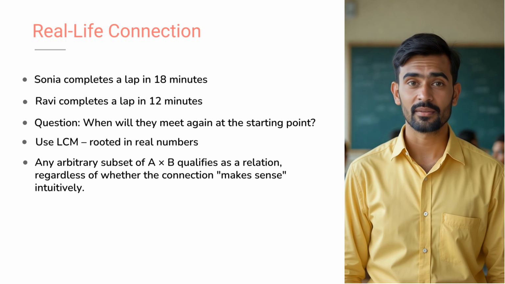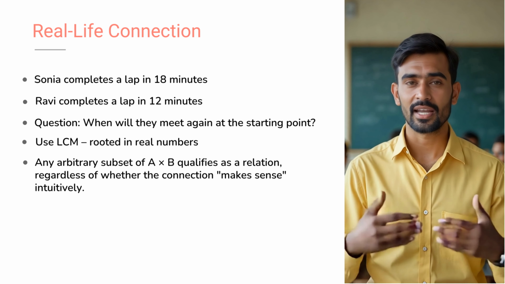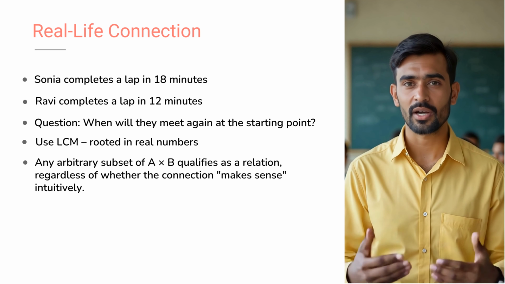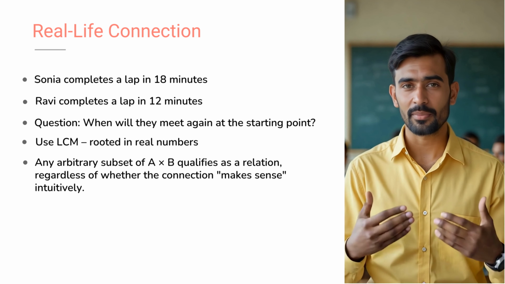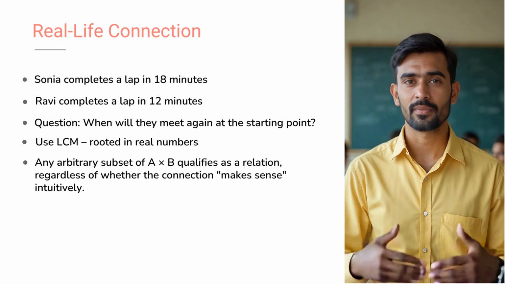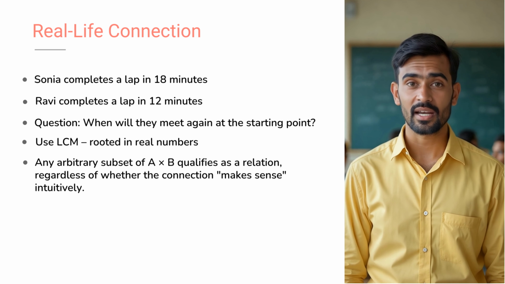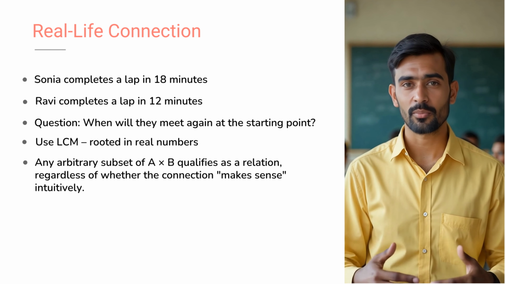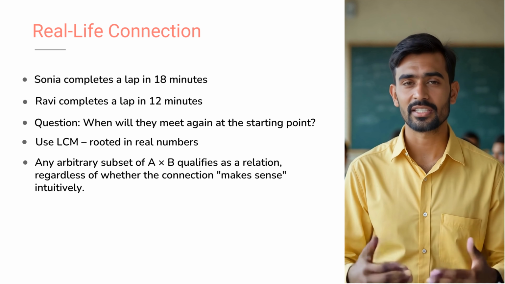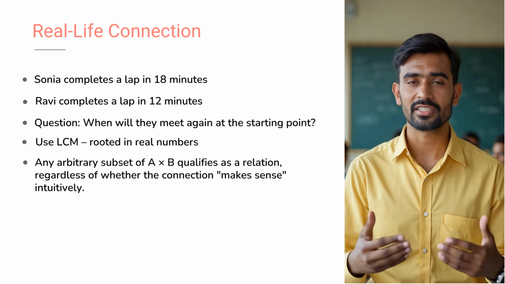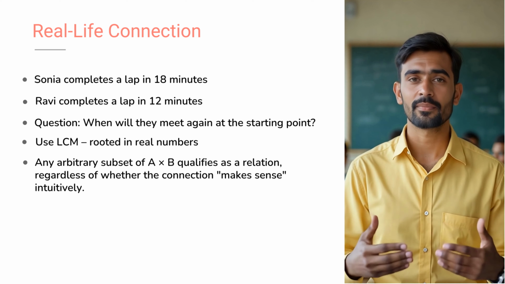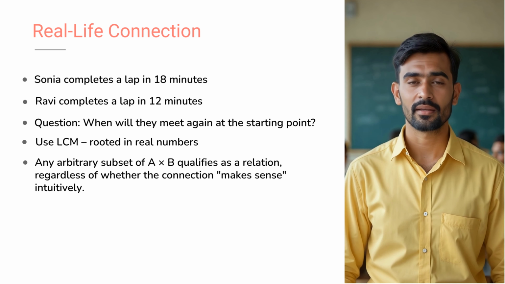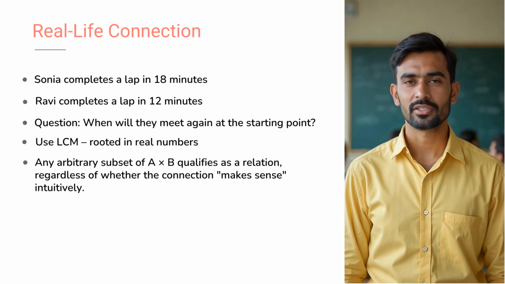Here's a real-world riddle. Sonia takes 18 minutes to complete a lap around a sports field. Ravi takes 12 minutes for the same. They both start together, but when will they meet again at the starting point? To solve this, we use a powerful tool, LCM, or lowest common multiple, and it lives right here in the world of real numbers. From scheduling buses to syncing alarm clocks, and even designing gear systems, real numbers help us make sense of cycles, patterns, and timing. They're not just classroom theory, they're tools we use to solve life's little puzzles.